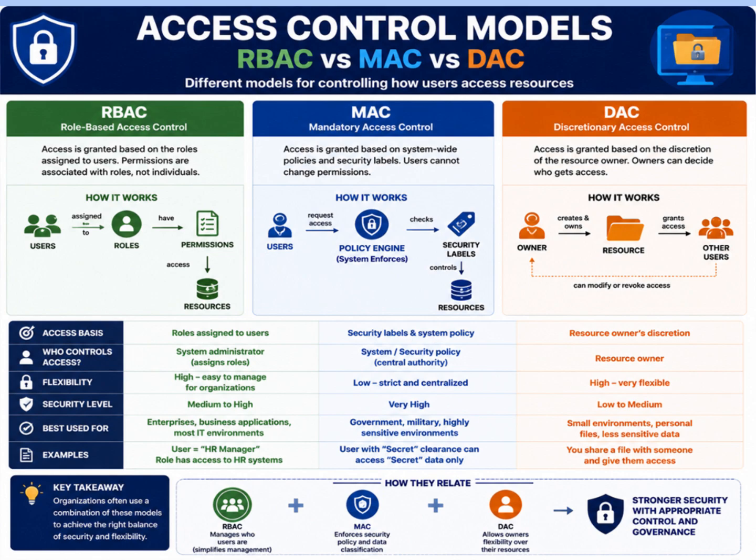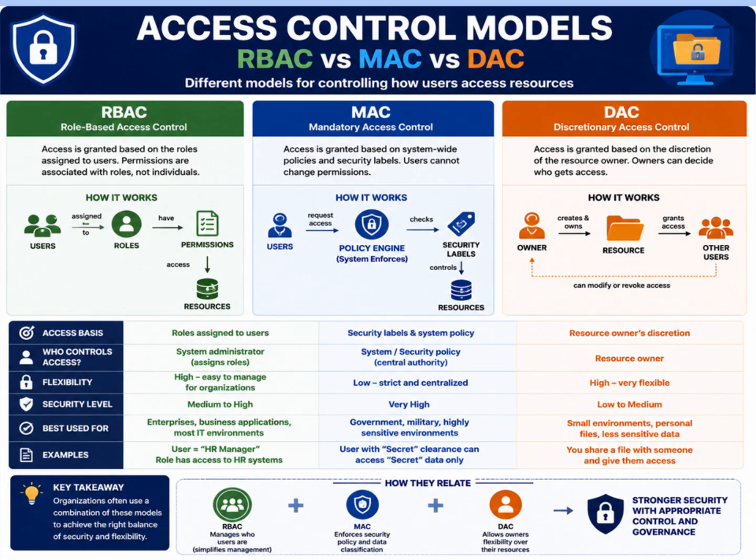For example, an HR manager may automatically receive access to HR systems and employee records because of their job function. RBAC is widely used in enterprise environments because it simplifies administration, supports least privilege, and makes access management easier to scale. Mandatory access control, or MAC, is a stricter and more centralized model.